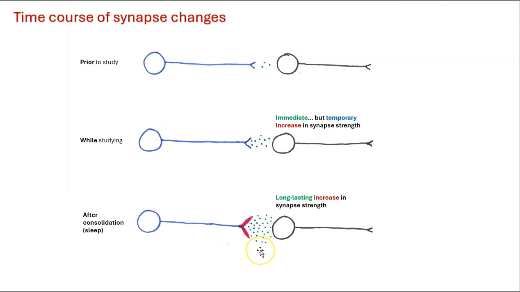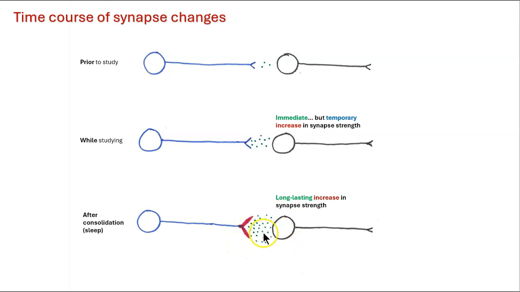Then, because it takes time for genes to be turned on and proteins to be built, and they have to find the activated synapses, after hours or during sleep as well, especially during sleep, we get this physical growth process. These are the long-lasting changes in synapse strength. So again, the spines are going to get bigger, the terminals will get bigger, more neurotransmitters are released. So this is the long-lasting increase in synapse strength.